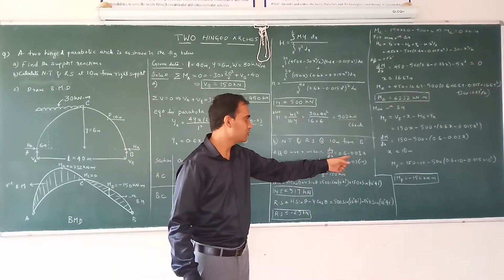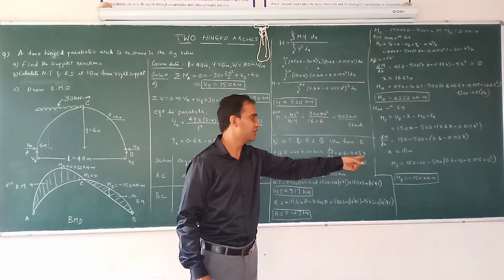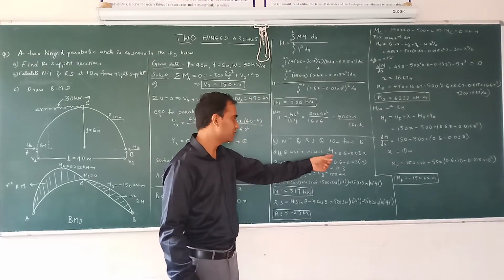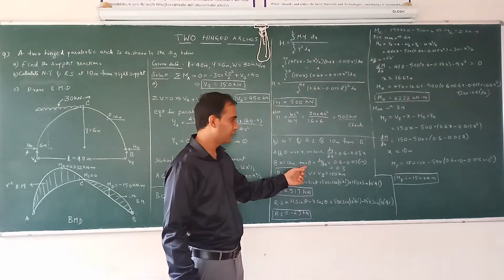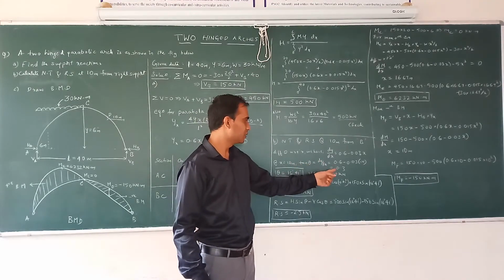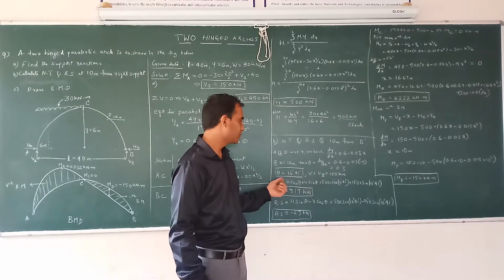dy by dx is nothing but tan theta. At x equal to 10 meters, it is 0.3. So tan theta is 0.3. Again, we have theta equal to tan inverse of 0.3, which is 16 degrees 41 minutes.